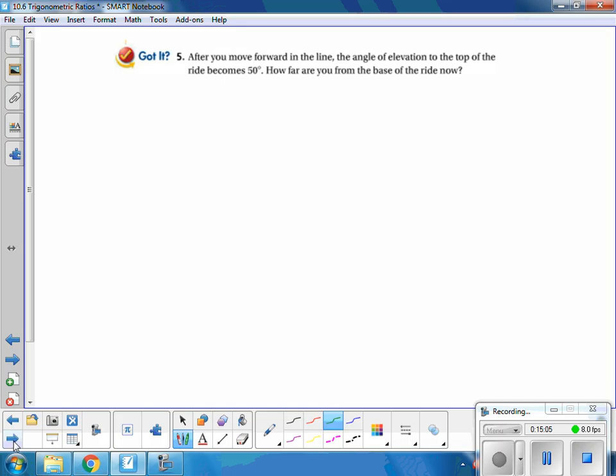All right, you're going to do this now too. The elevation changes a little bit, so the ride stays the same at 150. The degree changes a little bit because now you're 50 degrees away, and we're still trying to find out how far you're standing. So it looks like this is still a tangent situation. Why don't you press pause and work it out?